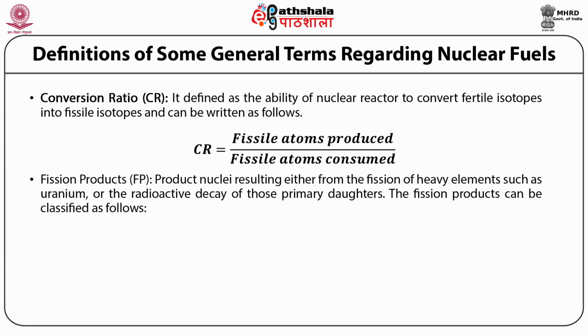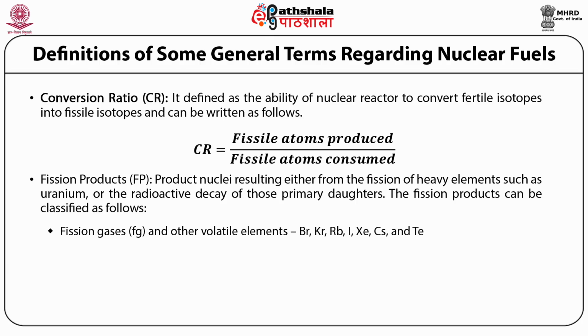Product nuclei resulting either from the fission of heavy elements such as uranium or the radioactive decay of those primary daughters. The fission products can be classified as follows: fission gases and other volatile elements such as Br, krypton, Rb, I, xenon, cesium, and tellurium.